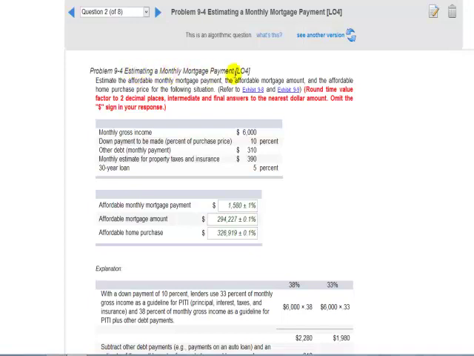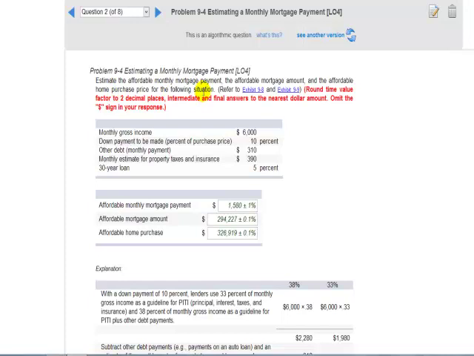Estimating a monthly mortgage payment. Estimate the affordable monthly mortgage payment, the affordable mortgage amount, and the affordable home purchase price for the following situation.